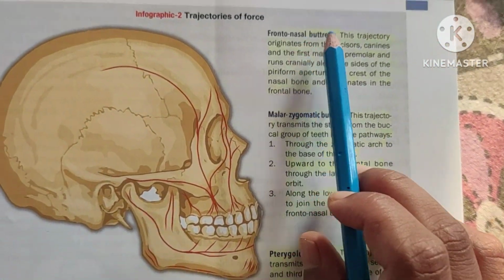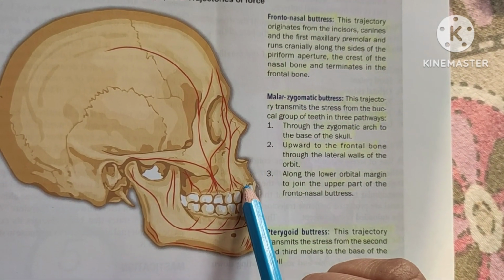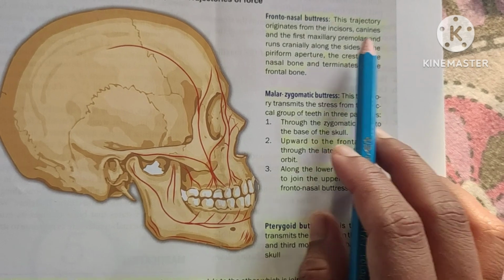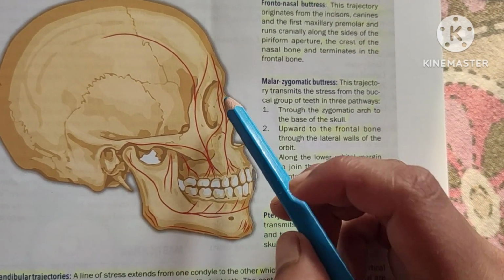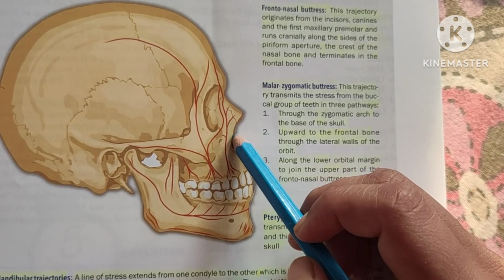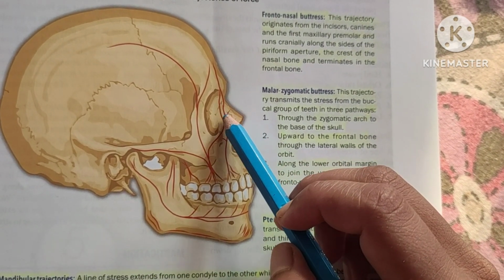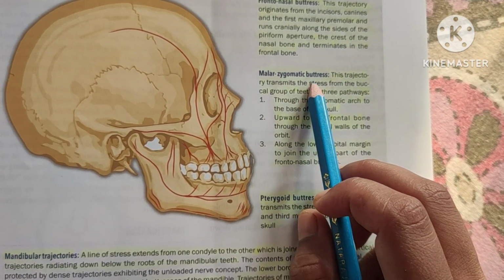The frontonasal buttress trajectory originates from the incisors, canines and the first maxillary premolars, and runs cranially along the side of the piriform aperture, the crest of the nasal bone, and terminates in the frontal bone. Then we have the malar zygomatic buttress.